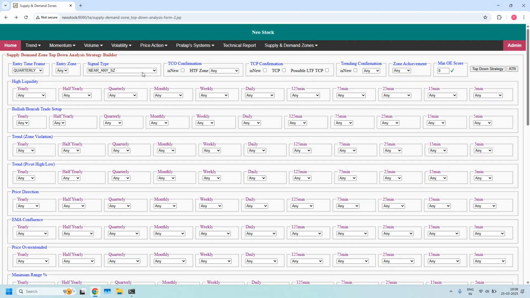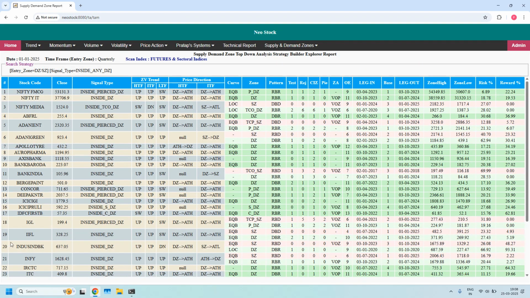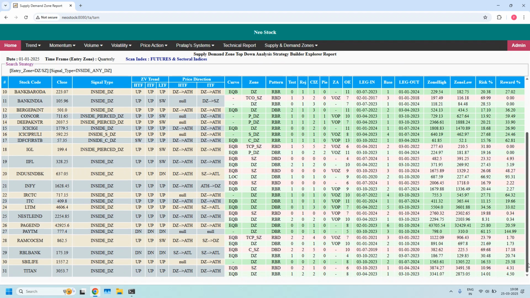Next, price closed inside the quarterly demand zone. We got first 23 stocks in the list. Scrolling the list down, total 31 stocks are filtered.